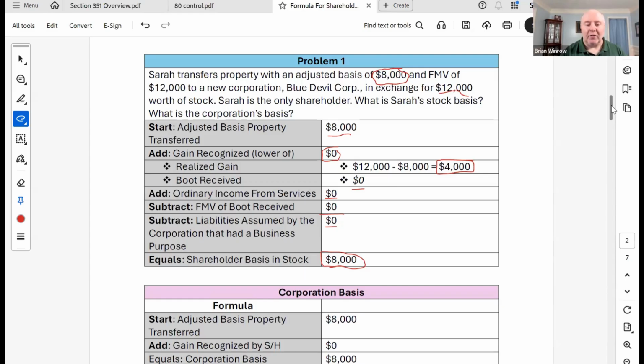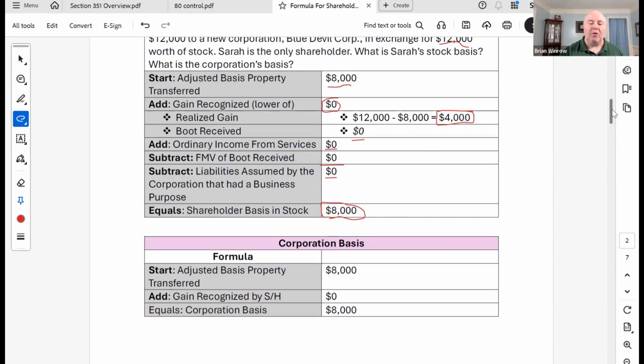Sarah's basis, not ours. And then what we have is the corporation's basis. And look at this. Remember when we said, hey, it's these first two areas right here? Well, we started out with 8,000. Let's put 8,000 here and add gain recognized by our shareholder. Zero, they didn't recognize any gain because there was no boot. So the corporation has a basis of $8,000. We're done. We got this one right. Okay, so that's the first one.